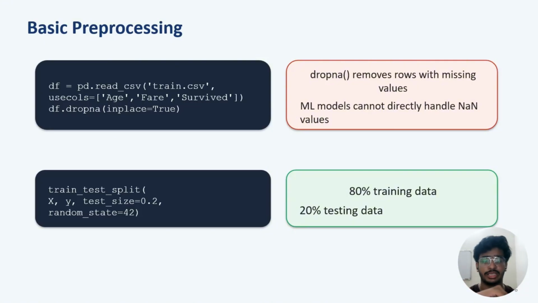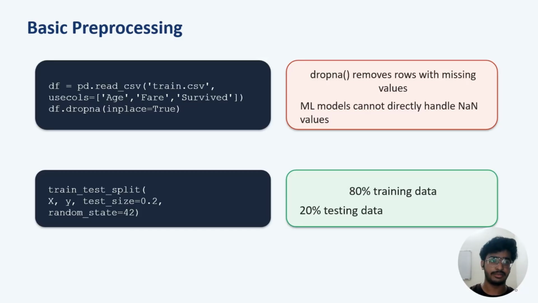The next part is train test split. In this, we divide the dataset into training and testing data. We usually take a standard, like 80% of the data for training and 20% of the data for testing. The model learns from the training data and then we check its performance on the testing data.